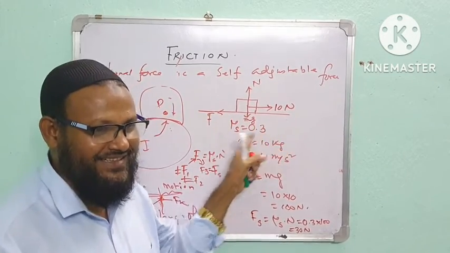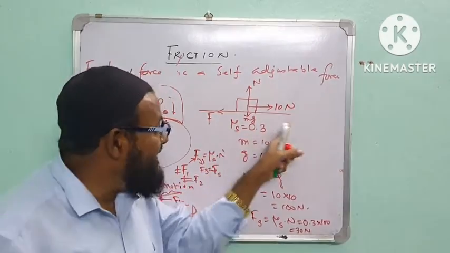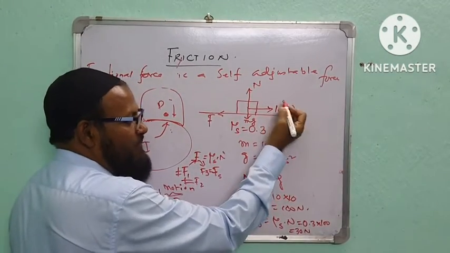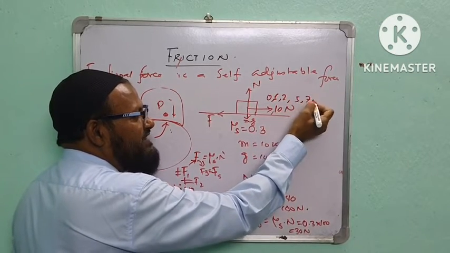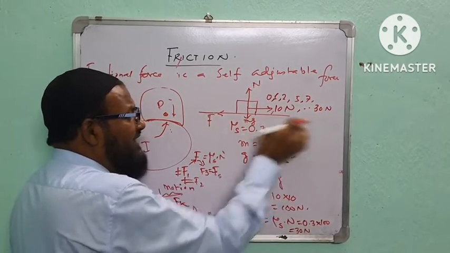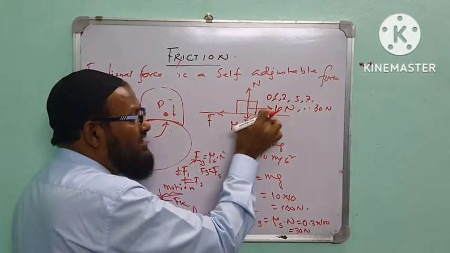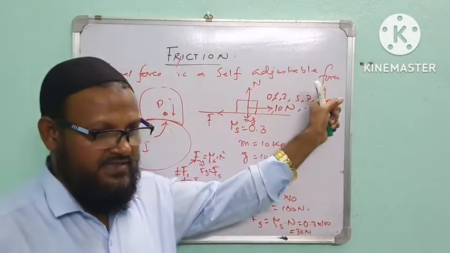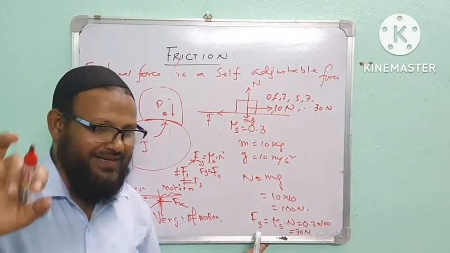When it is more than 30, the body will move. When no force is applied, I am going to apply it first, 0, 1, 2, 5, 7, like this, going up to 30 Newton. When 30 Newton, it is 30; when 29, here 29; there 10, here 10; here 0, there 0. This is called a self adjustable force. So the total will increase up to 30, then it cannot increase further.